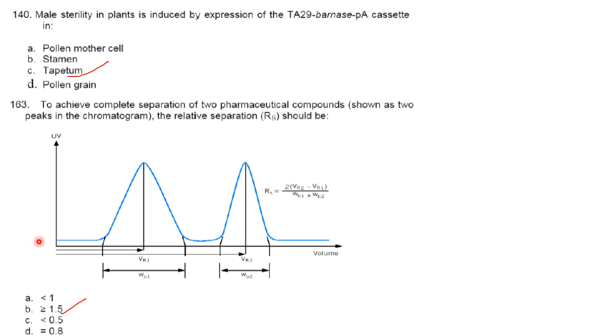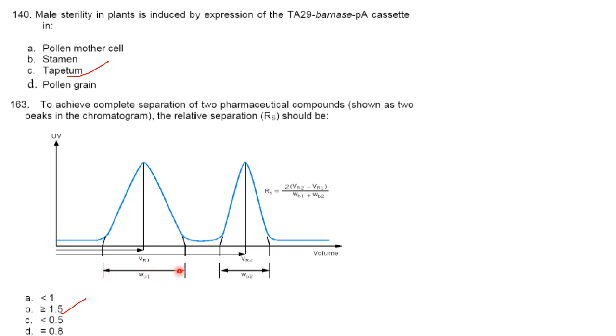So, the goal for any chromatographic operation is the separation of two or more species. The measure of the ability of a column to separate species is known as peak resolution or relative separation RS. It is defined by the equation that they have given over here: 2(Vr2 minus Vr1) by (Wb1 plus Wb2). Vr1 and Vr2 are the retention volumes for different molecules. So Vr2 is greater than Vr1, and Wb1 and Wb2 are the widths of each chromatographic peak.